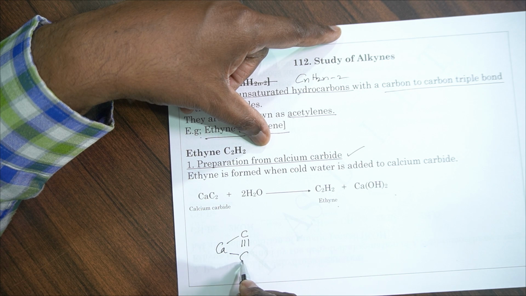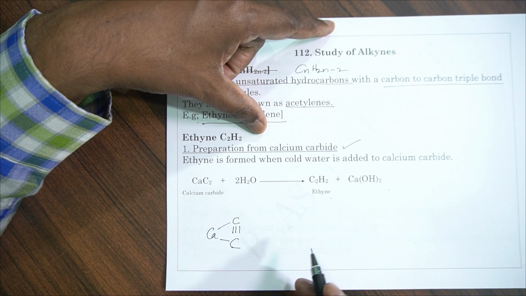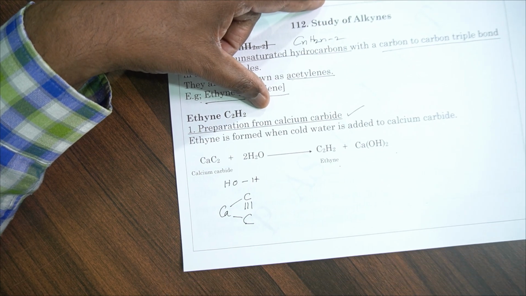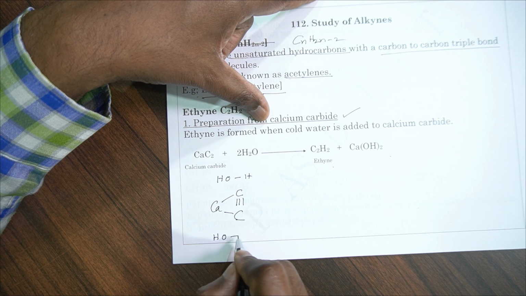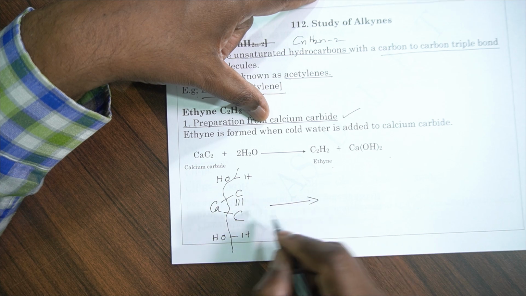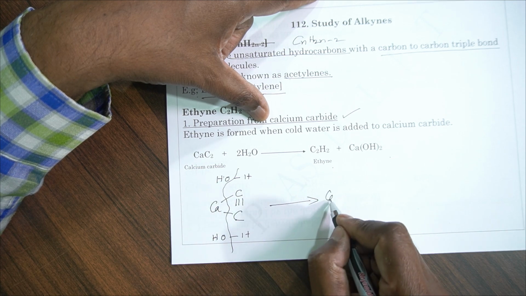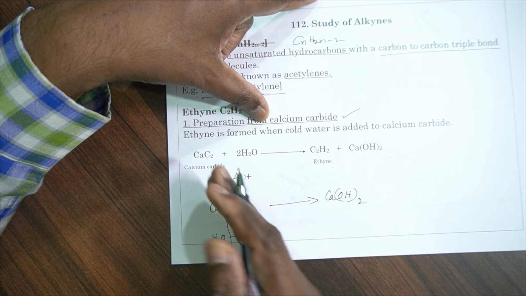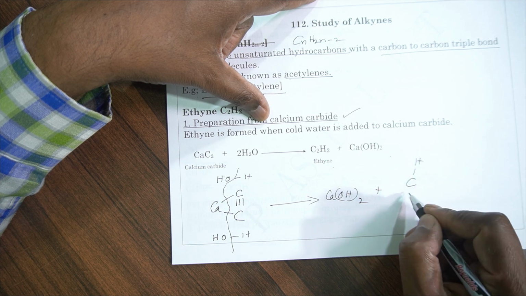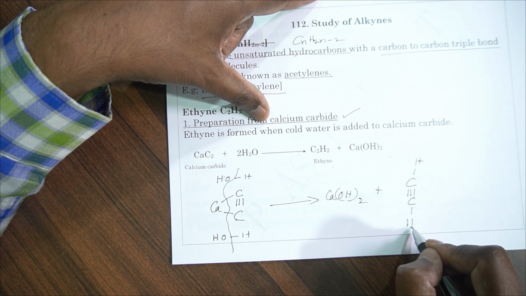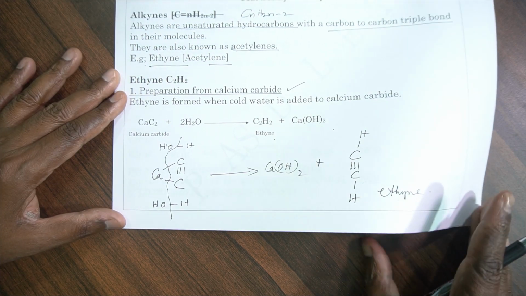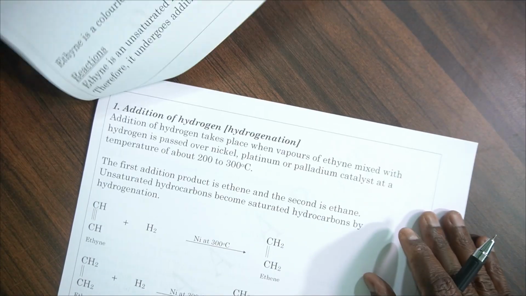This is the structure of calcium carbide, CaC2. Now we can take water, HOH. Another molecule of water, HOH. Now this is cut like this. So the product is calcium with two OH groups. Calcium hydroxide is formed. And on the other side of the line you have C, H, a triple bond, C and H. So this is ethine. So this is the formation of ethine from calcium carbide.